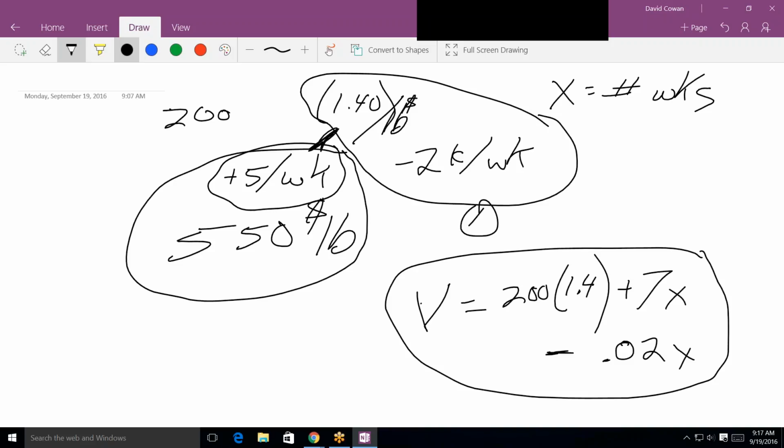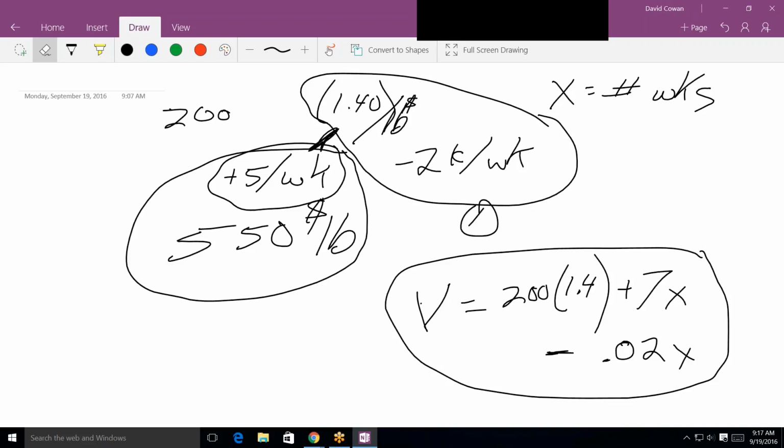Hold on a minute. Let me think about this. I don't have this quite right. It goes up by 7x, $7 per week, based on the weight gain. And it goes down by 2 cents per pound per week. So it's really dropping by what? It's dropping by 10 cents per week.